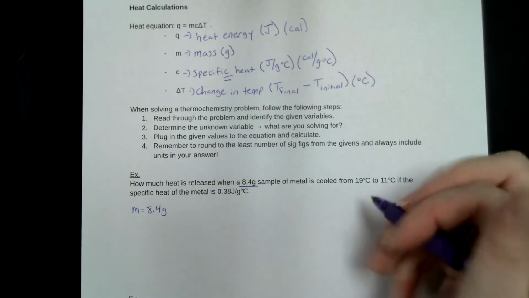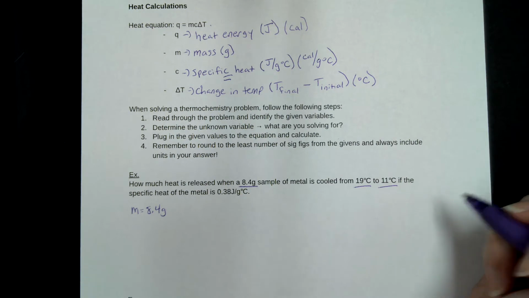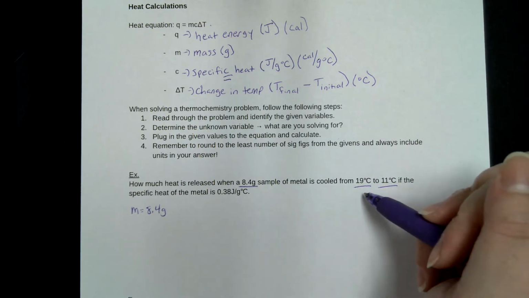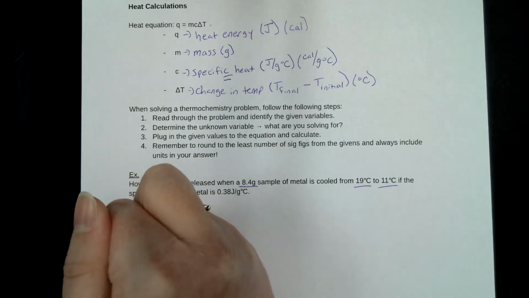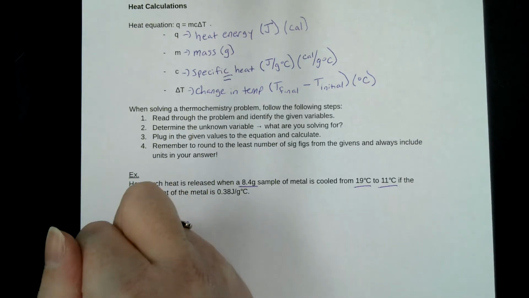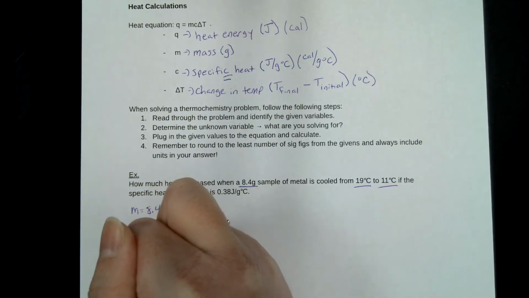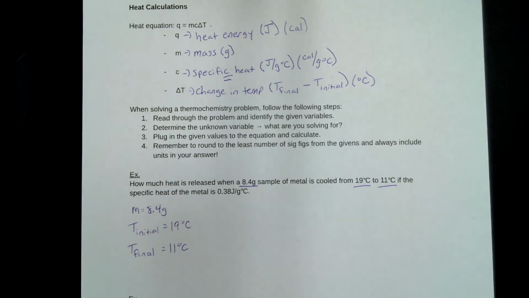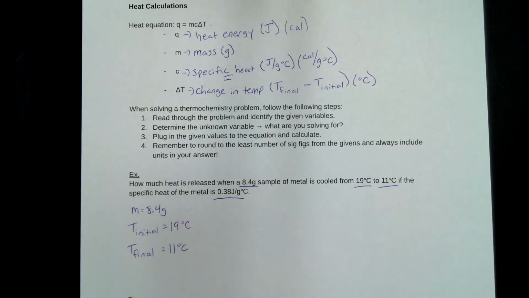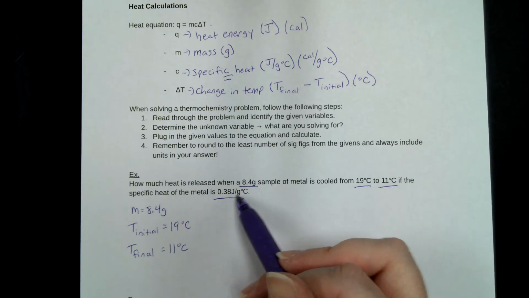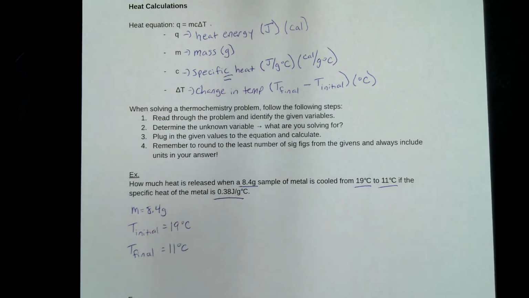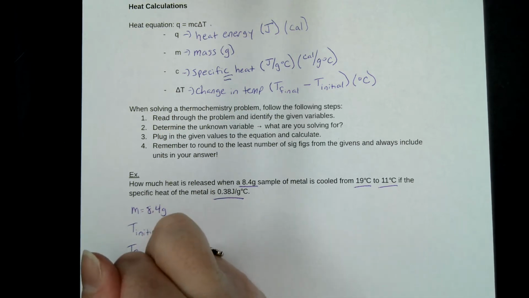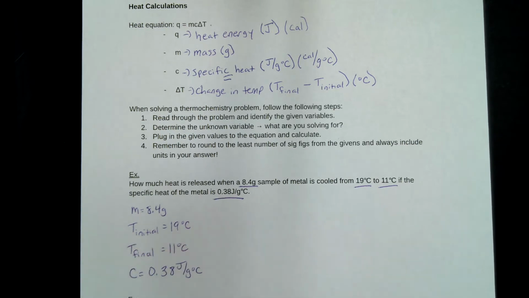The second givens are temperatures. They have units of degrees Celsius, so these are my temperatures. And it says we went from 19 to 11. So that means my initial temperature is 19 degrees Celsius, and my final temperature is 11 degrees Celsius. The final thing that I am given is 0.38 joules per gram degree Celsius, and I am told that this is the specific heat. But even if I wasn't, this compound unit would identify it because this is the unit of specific heat, one of the ones. So C here is 0.38 joules per gram degree Celsius.